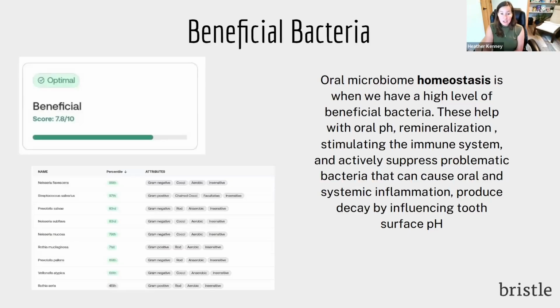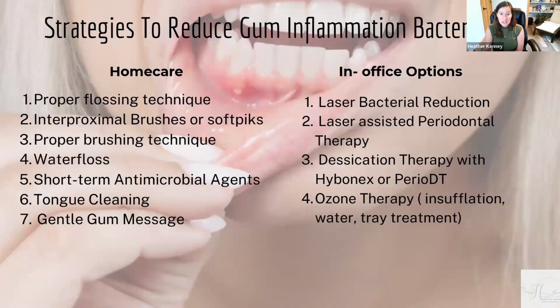So beneficial bacteria are good. That's probably why he didn't have a super progression with his inflammation, but he still has 4 and 5 millimeter pockets that he shared with me and needed scaling and root planing. So strategies that we could think about with that gum inflammation score is making sure that we're properly flossing.